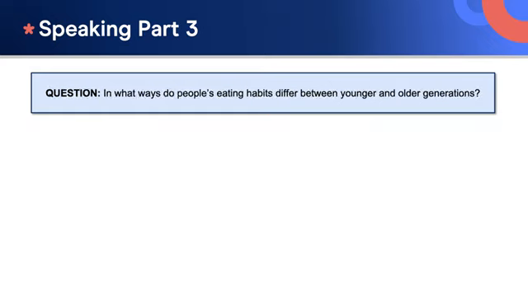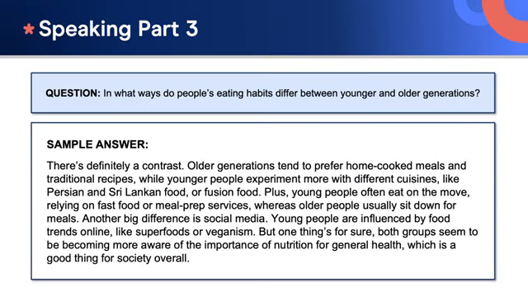Third question, in what ways do people's eating habits differ between younger and older generations? There's definitely a contrast. Older generations tend to prefer home-cooked meals and traditional recipes, while younger people experiment more with different cuisines like Persian and Sri Lankan food or fusion food.